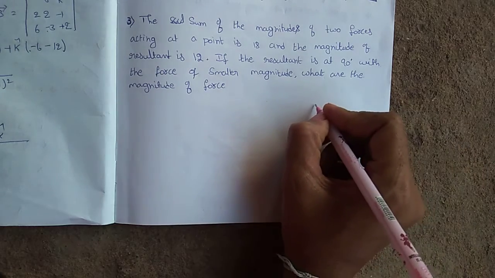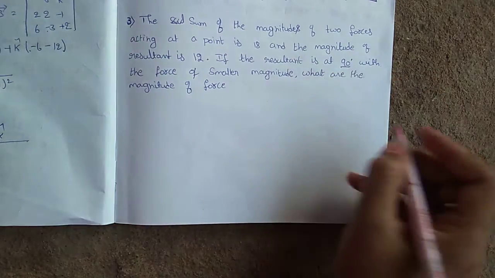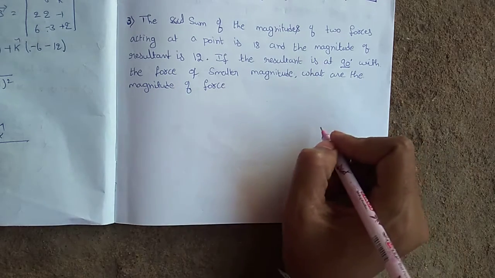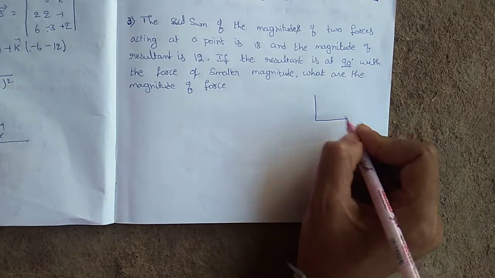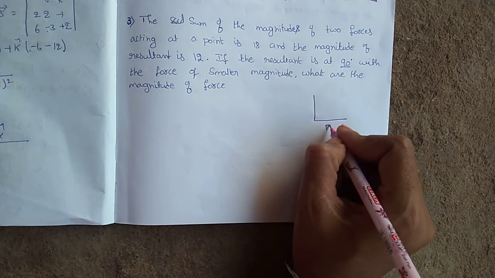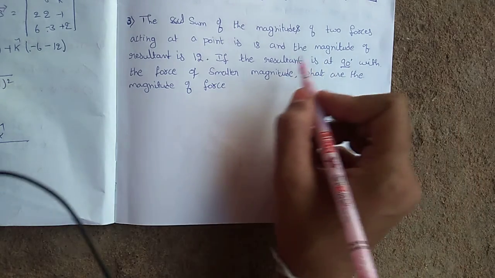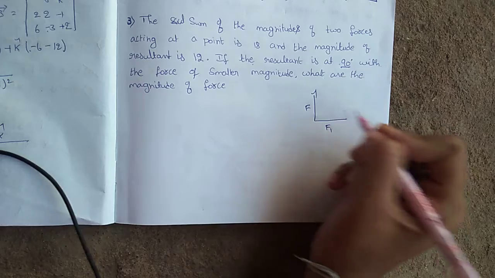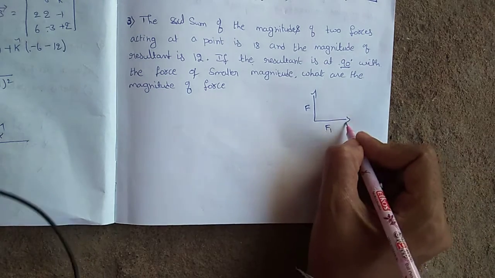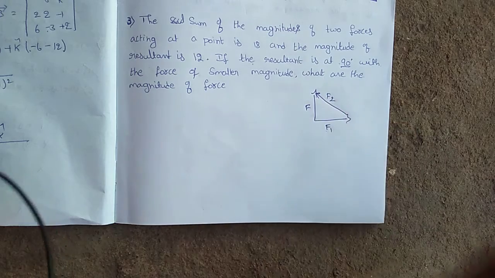So now consider that in the question it is given as 90 degrees. Force is in vector form. So consider two vectors, nothing but two forces F1 and F2, and the resultant should be at 90 degrees. This is the resultant force; F1 is the one force and F2 is the other force.